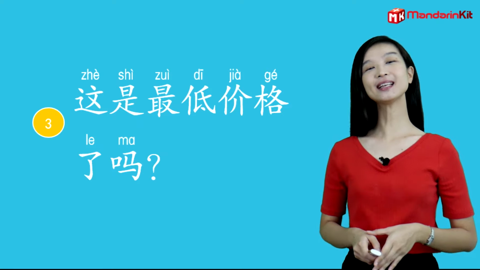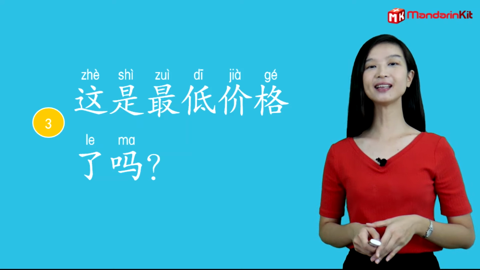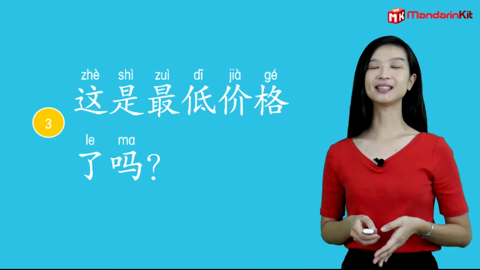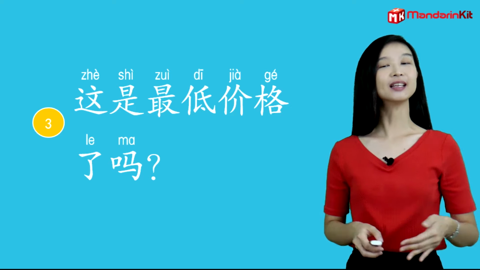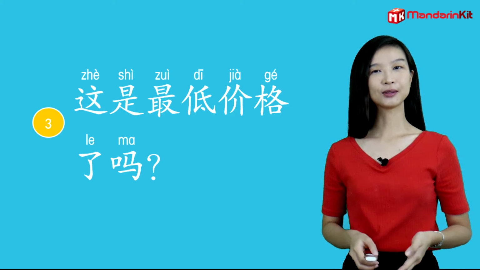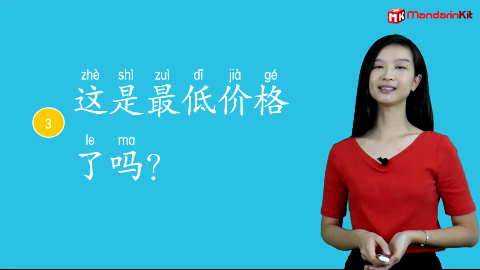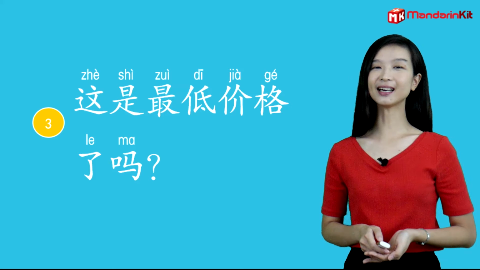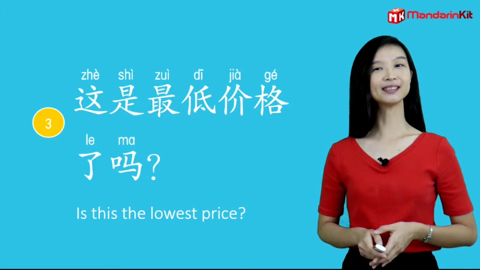Sentence number 3. 这是最低价格了吗？这 again means this. 是 is the verb to be. 最 the most. 低 low. 价格 price. 吗 yes or no. 这是最低价格了吗？Is this the lowest price?